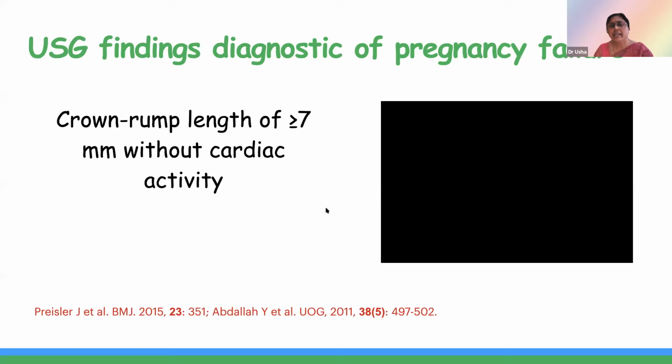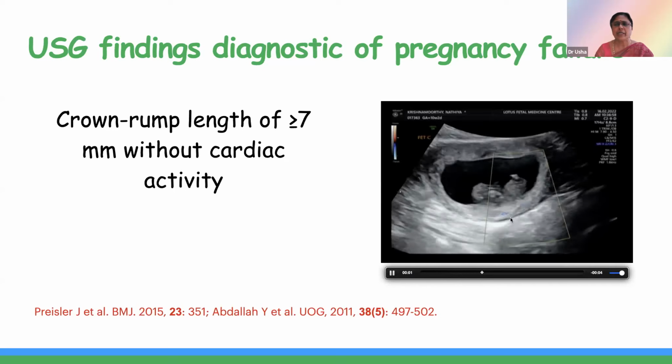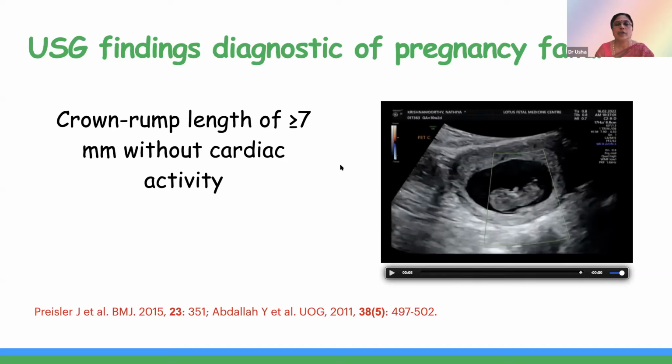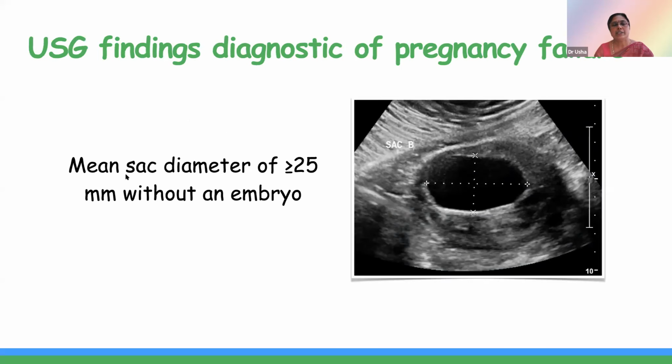There are some findings which are diagnostic of a pregnancy failure, irrespective of the gestational age. We don't have to bother about the gestational age. If you have a fetus whose crown rump length is more than 7 mm but you don't see a cardiac activity, as you can see here, by switching on the color there is no color picked up by the fetal heart, then we can straight away diagnose a pregnancy failure. Or if you have a mean sac diameter of more than 25 millimeters and you don't see an embryo, here again you can call it a pregnancy failure straight away.